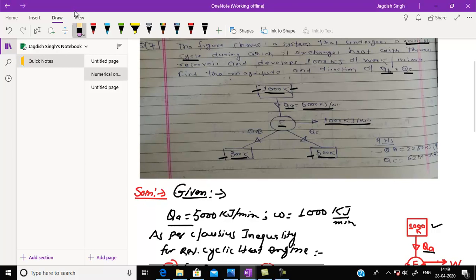So in this problem, we have assumed that this QB and QC amount of heat is rejected to 300 Kelvin and 500 Kelvin respectively. But after solving, we find that this QB is negative. Therefore, simply we have to change the direction of QB, and there is no change in the sign of QC. Therefore, we don't have to change the direction of QC, right?